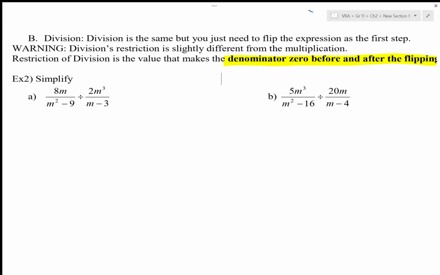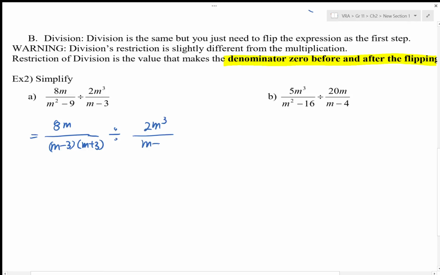So let's take a look at the first example. The first thing is always we factor this completely. So we have 8m times m minus 3 and then m plus 3, divided by 2m cubed over m minus 3. First we have to look at what's making my bottom part 0. If you take a look at these two, it's actually quite simple. My restriction is then m cannot be 3 or negative 3, right?